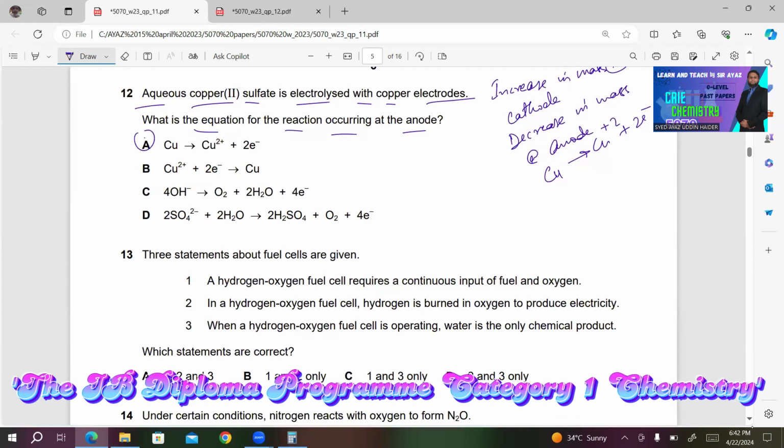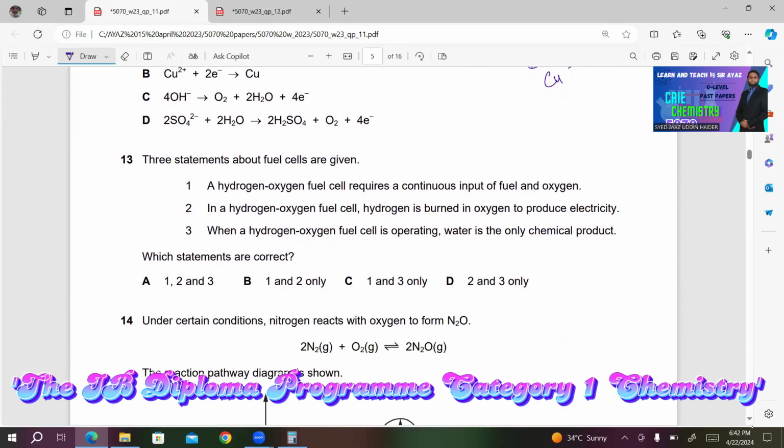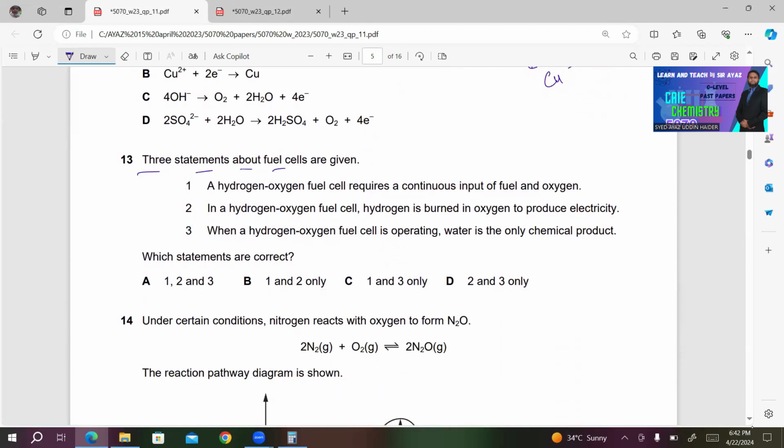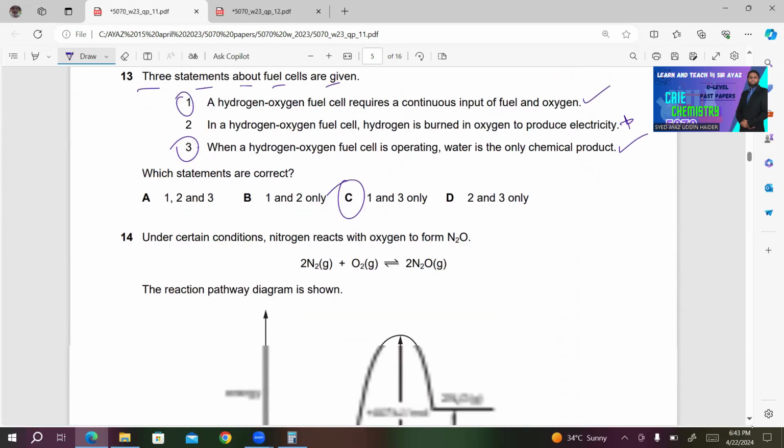Other choices are incorrect. 13. Three statements about fuel cells are given. A hydrogen oxygen fuel cell requires a continuous input of fuel and oxygen. This is correct. Number 2, in a hydrogen oxygen fuel cell, hydrogen is burned in oxygen to produce electricity. This is incorrect because H positive ion reacts with the oxygen to produce water and electricity is produced in this process. When a hydrogen oxygen fuel cell is operating, water is the only chemical product. This is also correct. 1 and 3 are correct. So C must be the right answer in this case.